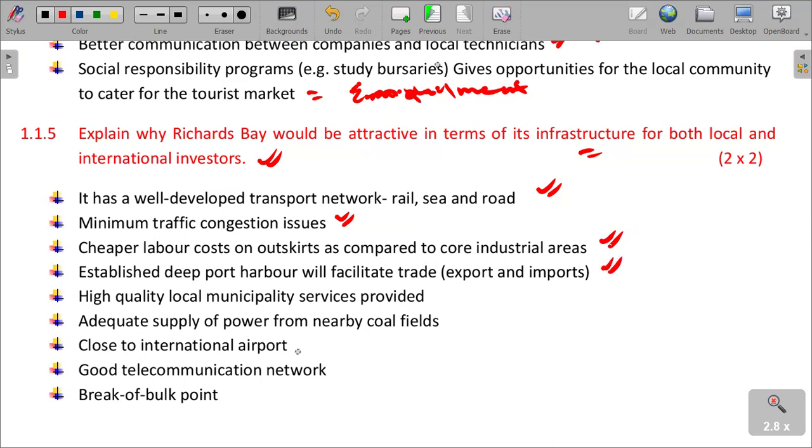We already mentioned this as well. High quality local municipality services provided, which has got to do with hygiene, cleanliness, security and so forth, that can also ensure the survival of various investors that would come into the area. Adequate supply of power from local coal fields. We mentioned that also the availability of international airport would also allow international trade and international movement. Good telecommunication network, which we also talked about, as well as break of bulk, which can also be another good point that we can mention.